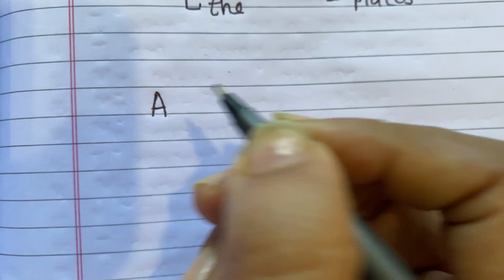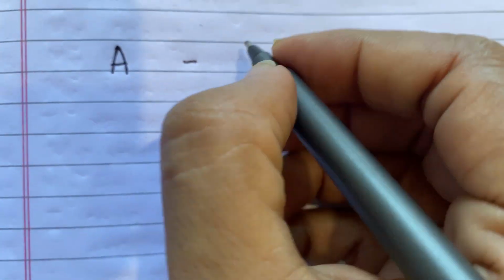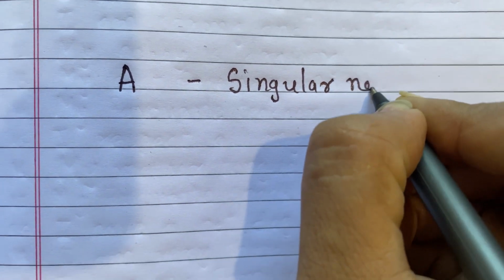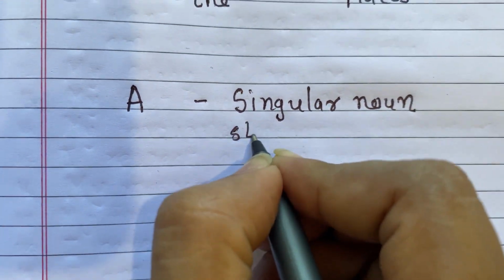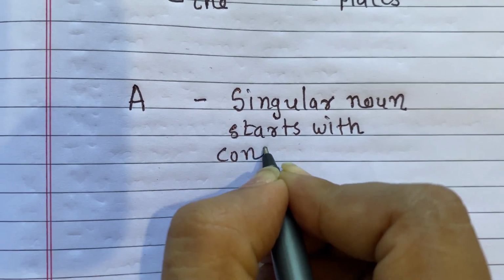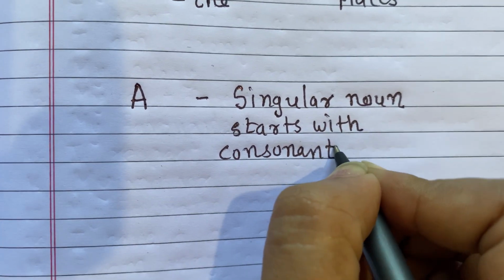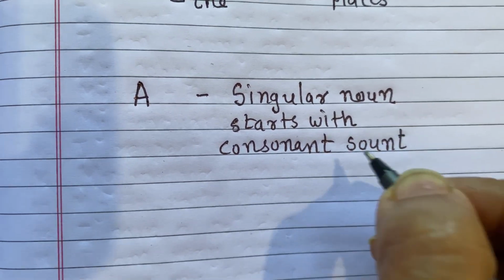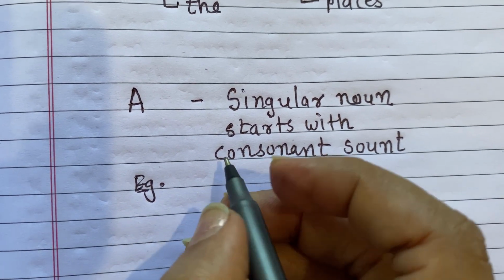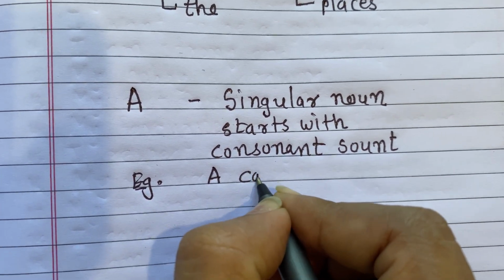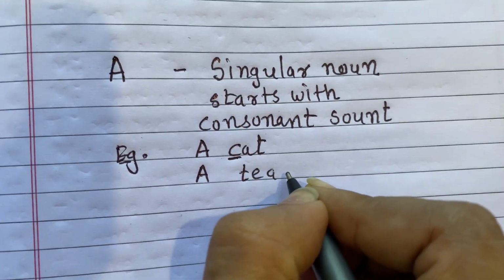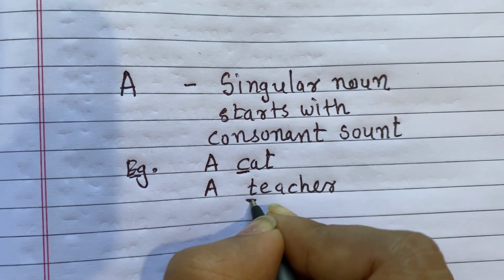First, article a. Article a is used for a singular noun. A singular noun that starts with a consonant sound. For example, a car, a teacher, a university.